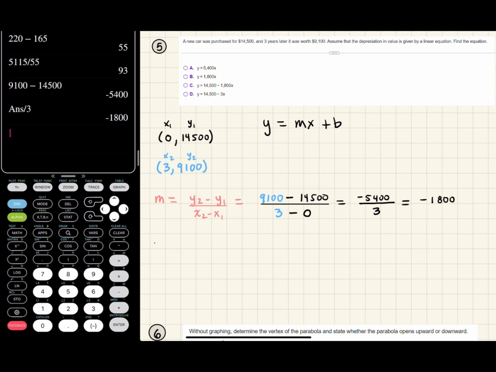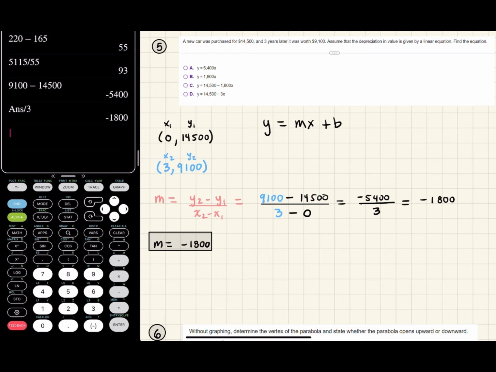So that tells us that the price is falling by $1,800 per year. Okay, that's not our answer. I'm just going to circle this so we know our slope. Now that we know the slope, and we've got 2 points we can use here, we can figure out the rest of our equation. We've got our slope. We still need to figure out b.